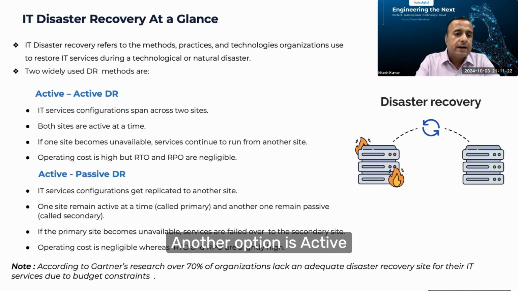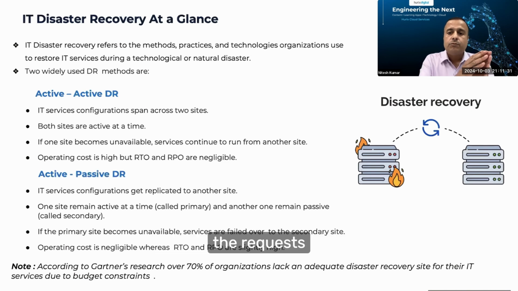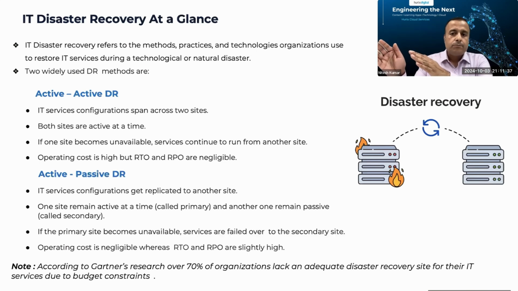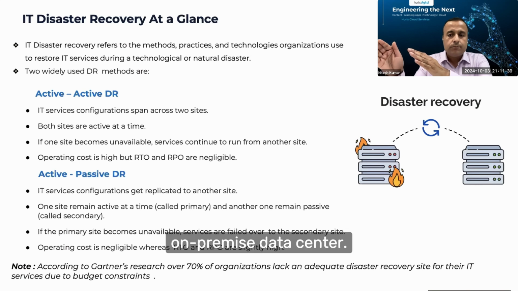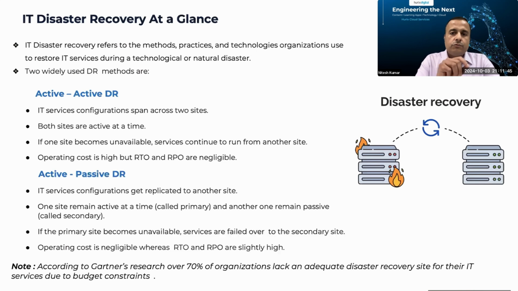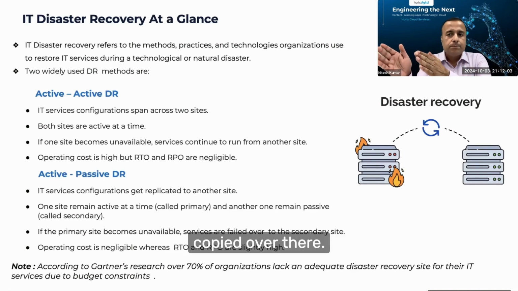The other option is an active passive disaster recovery site. In this case, there is one primary site that is running all the time and serving all the requests coming from the user. And the same site is getting replicated somewhere, maybe on cloud or on another on-premise data center. And in case of any disaster at the primary, you need to do a failover to the secondary. In this case, the IT cost is low because at one point of time, only one site is operational and the other one is just getting replicated. When I say replicated, your systems are just getting copied over there.